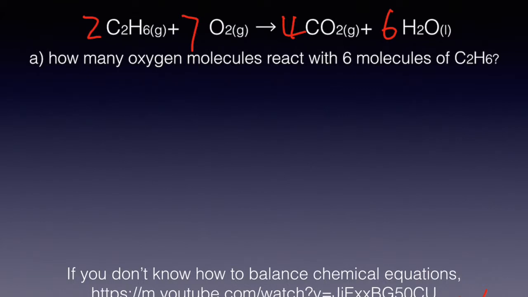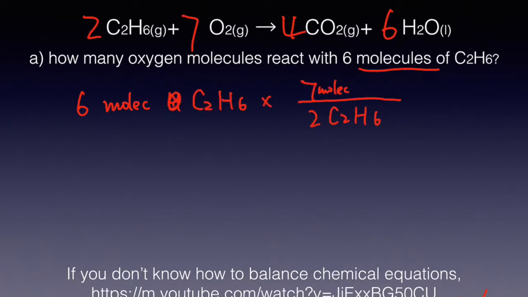From what we just balanced, we can notice that 2 moles of ethane and 7 moles of oxygen can produce 4 moles of carbon dioxide and 6 moles of water. It's the same for molecules. So for 2 molecules of ethane, they can fully react with 7 molecules of oxygen. So the answer should be 21 molecules of ethane.